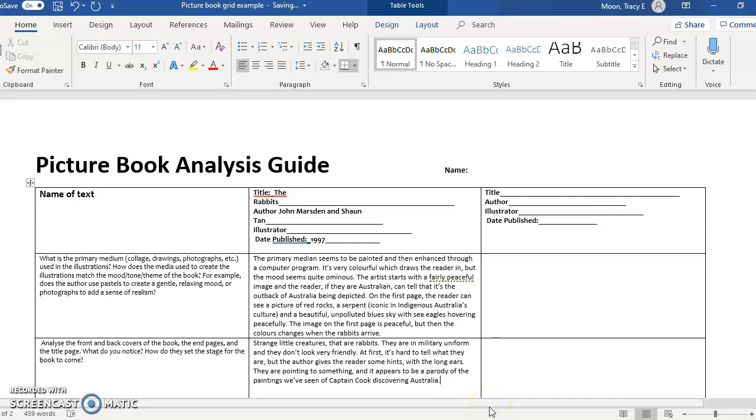So you then turn it over, look at the back page. What's written there? What can you see? It's a whole continent of rabbits, and they put a lot of really important information on the back cover.